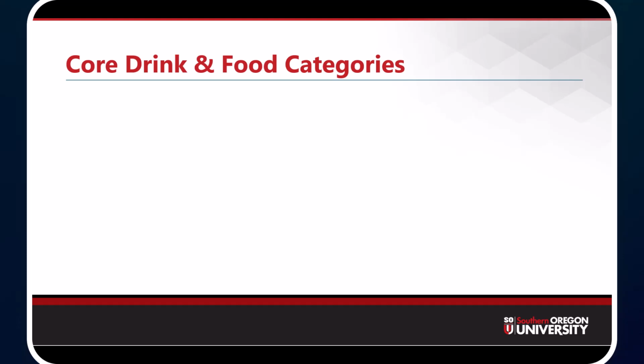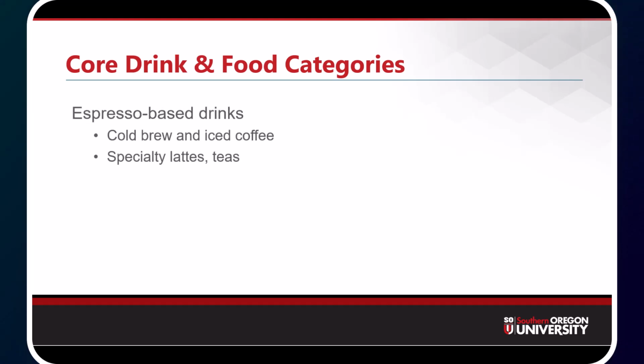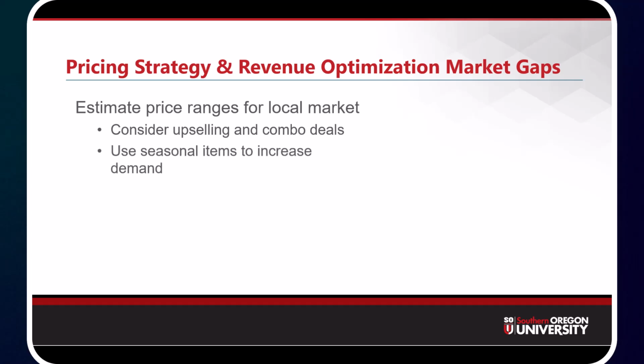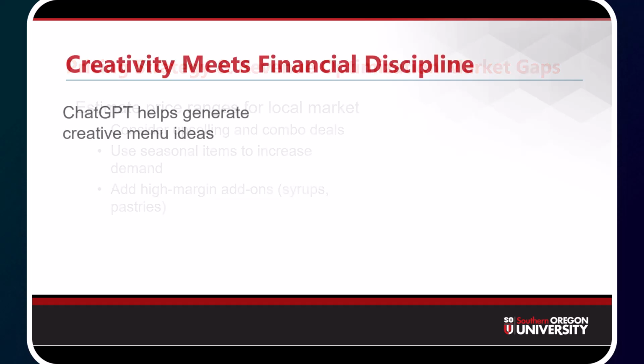ChatGPT can help suggest drink categories: espresso, cold brew, specialty lattes, teas, breakfast items, and estimate price ranges. It can also help you consider upselling seasonal items and high-margin add-ons such as flavored syrups or pastries. This step is where creativity meets discipline.